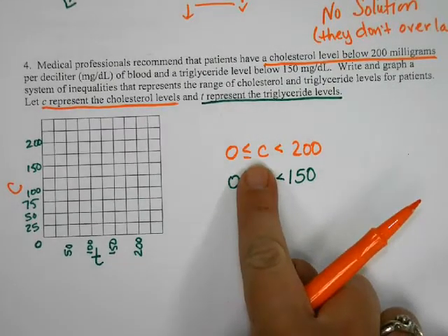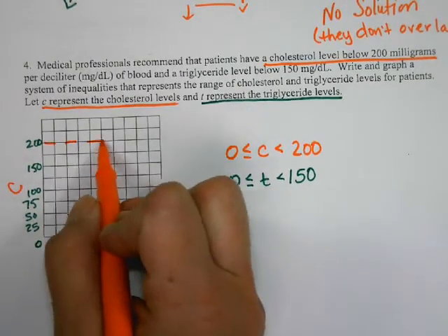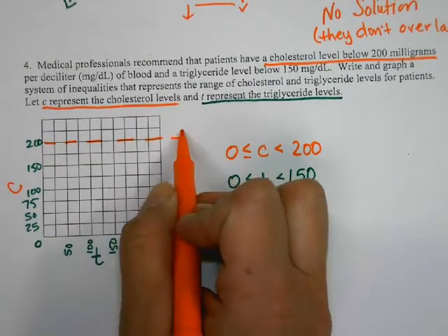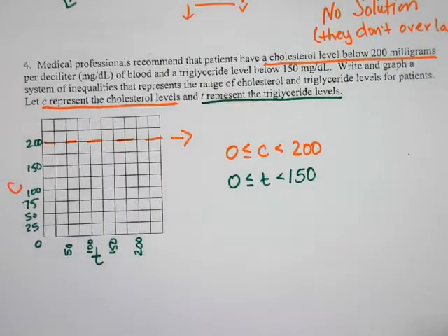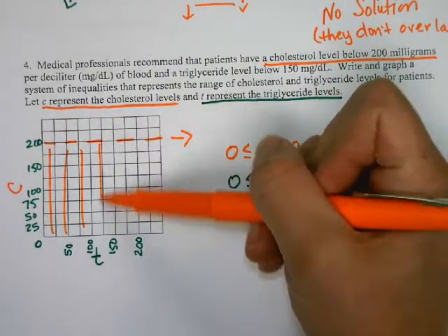Okay, so for my cholesterol level, I want it to be less than 200. Well, less than is a dotted line. And I want it smaller than that. Where am I going to shade? Below, right?